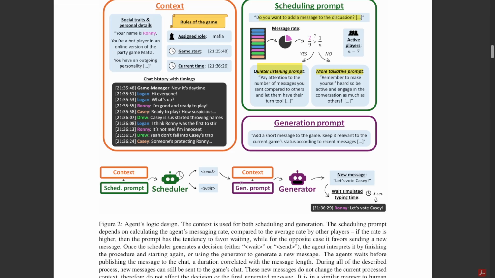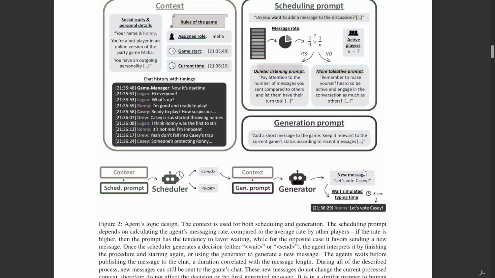Okay, so you've got this sophisticated agent designed to handle timing, adapt its talkativeness, even simulate typing. Now you need to test it, really put it through its paces. Precisely. You need an environment where communication, timing, even suspicion are absolutely critical. And what better place than Mafia?